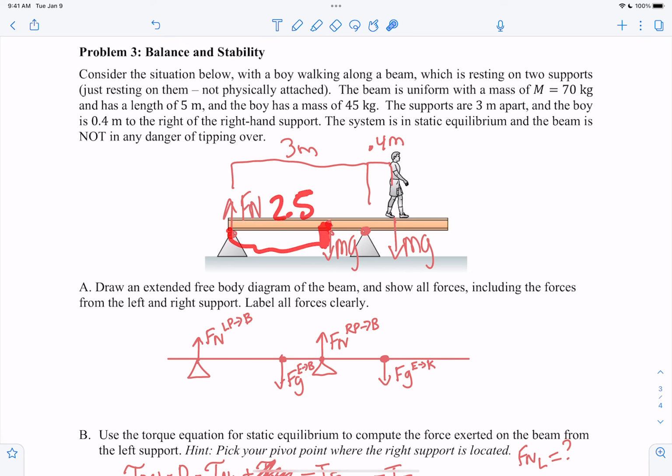Then the distance between the right support and the center of mass: well, from left support to right support is 3 meters, and from left support to center of mass is 2.5. Then from right support to center of mass is just 0.5.